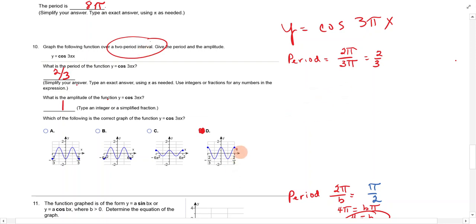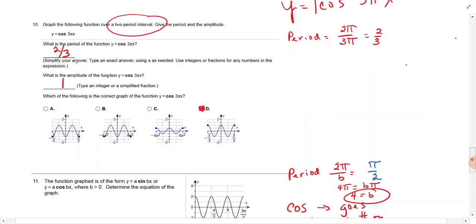This picture, we went from 0 to 2/3, that was 1 period. Here's 0 to negative 2/3. That's another period. So that appears to be our graph. The period is 2/3. The amplitude is 1 because the number here is an understood 1.